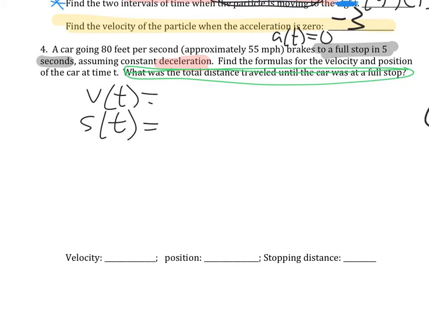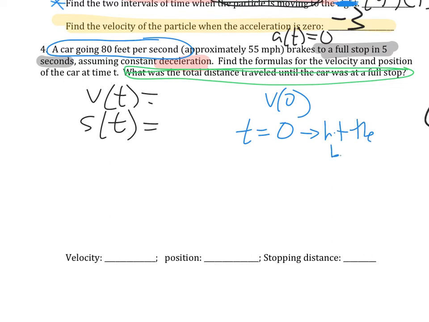It says the car is going 80 feet per second. So that is the velocity. We're going to say that the velocity at time 0 will start off when this car is about to hit the brakes. So just before the car hits the brakes, that's going to be time 0. So time is 0 when you hit the brakes, and the velocity at that time was 80 feet per second.